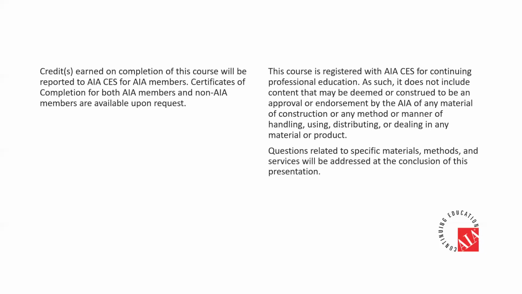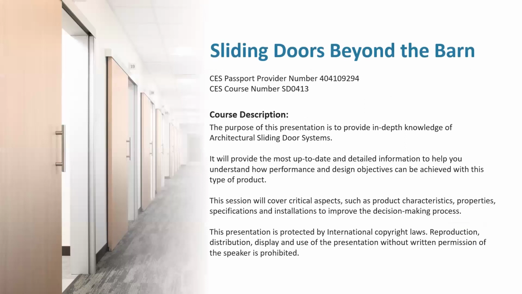Just for posterity, this is an AIA accredited course. This is course number 404109294, course SD0413. This is high level. The purpose of this course is, if you aren't familiar with sliding door systems, to show how detailed we can get with it. We'll cover applications and verticals that this will fit into, and also any attenuation, sound, fire, anything like that that these systems can or cannot do.